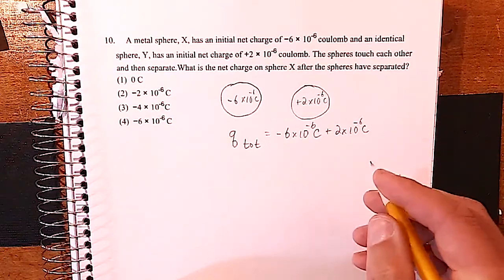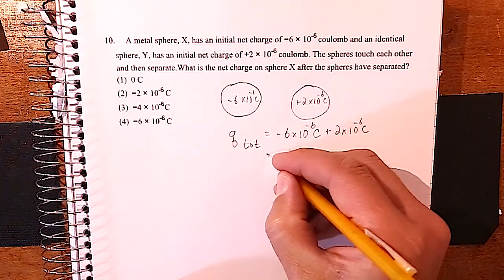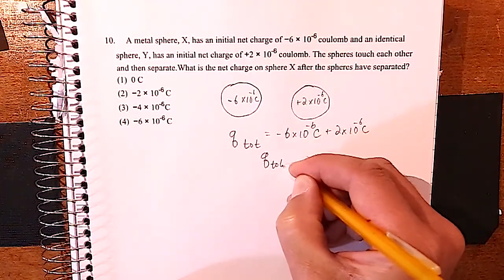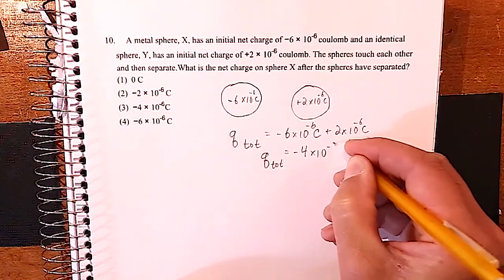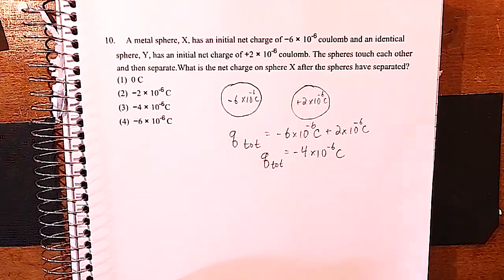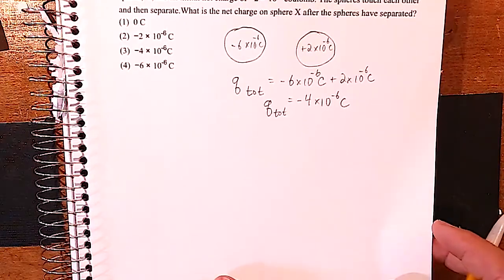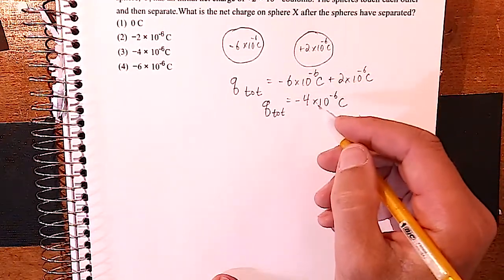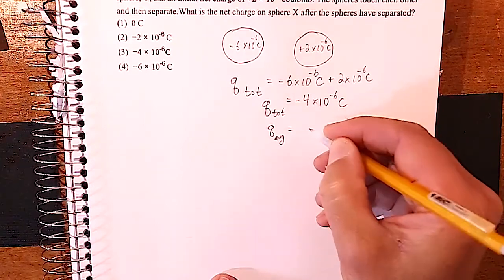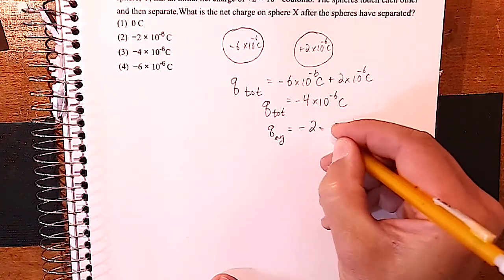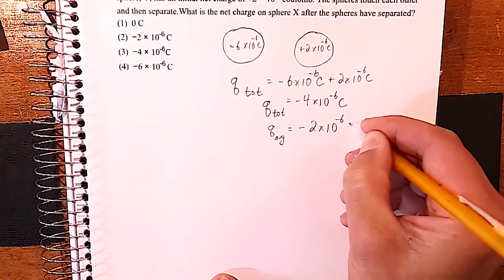So if we touch them, they are going to share that charge. So that Q total comes out to negative 4 times 10 to the minus 6. But that's not the end of the story. That's the net charge on both spheres. So now, to find the Q average, we're going to divide by 2, and that gives us minus 2 times 10 to the minus 6 coulombs.